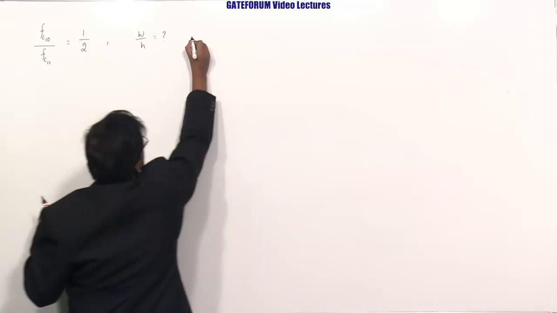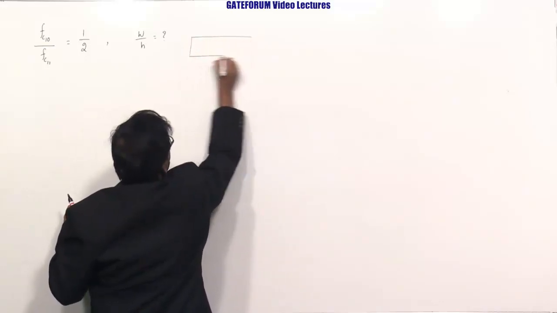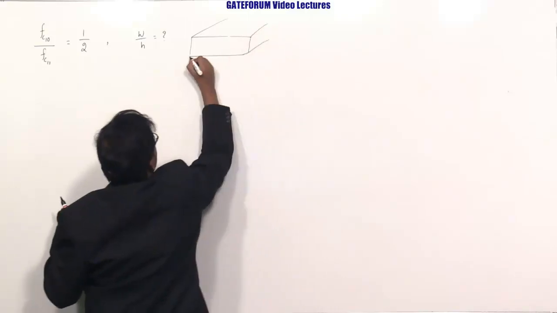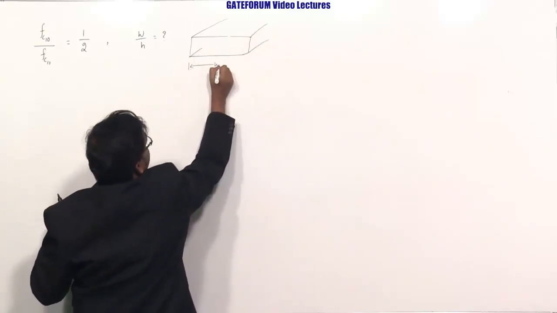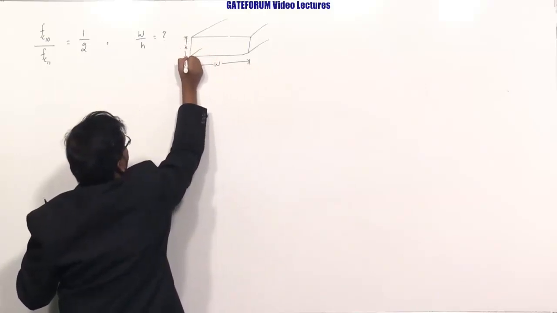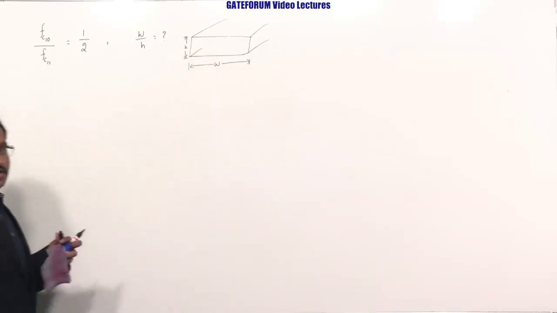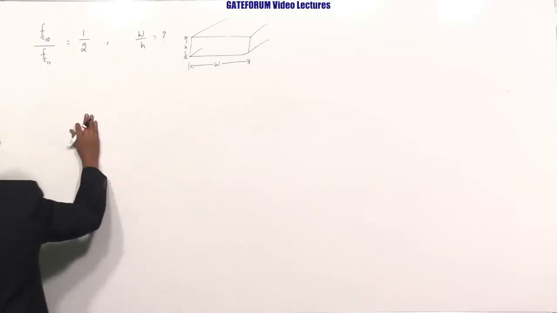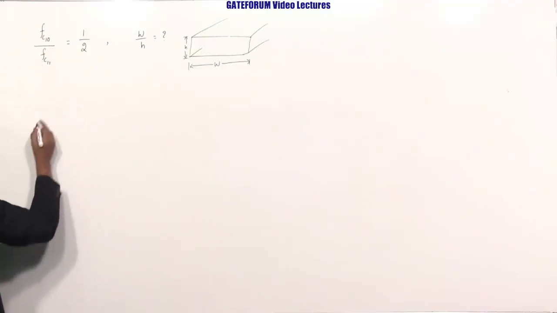So this is the rectangular waveguide. W represents the broader dimension, and H represents the shorter dimension. So W by H ratio is called the aspect ratio. Okay, you have to determine the W by H ratio. See, we know the formula for FC10.